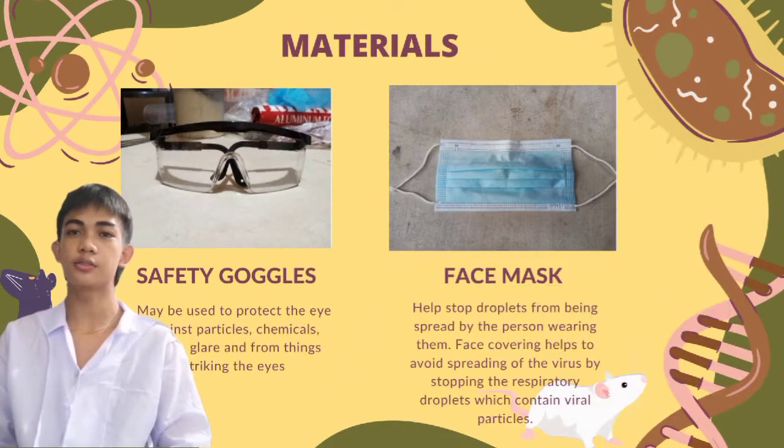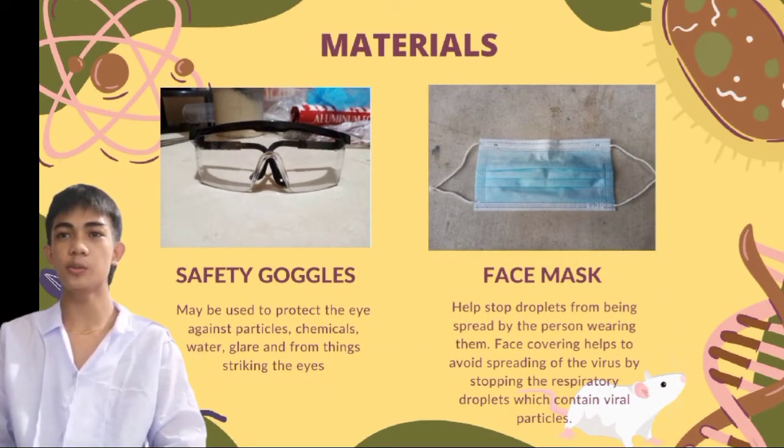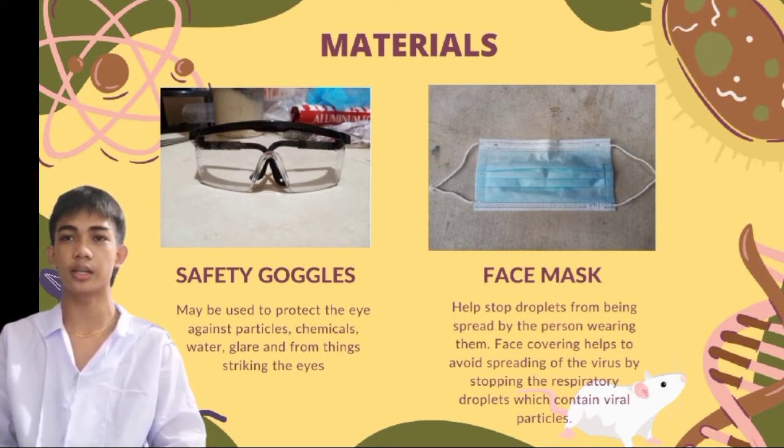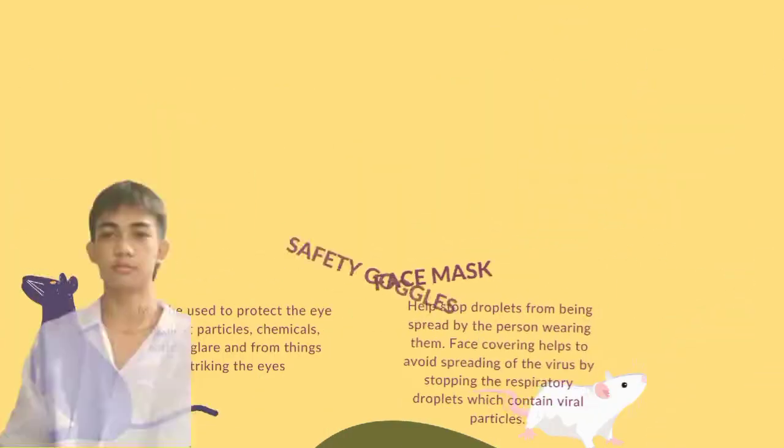These are the materials for our rat dissection. Safety goggles may be used to protect the eye against particles, chemicals, water, glare, and from things striking the eyes. Face mask helps stop droplets from being spread by the person wearing them. Face covering helps to avoid the spreading of the virus by stopping the respiratory droplets which contain viral particles.